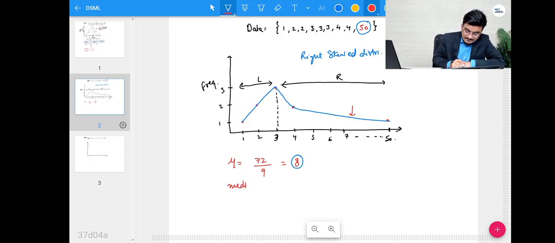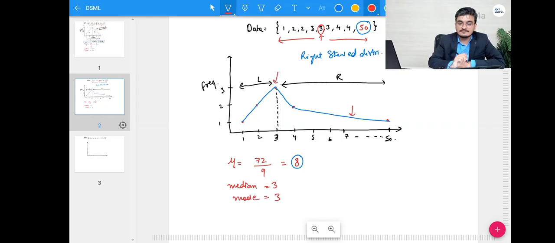Median, which is the middle value, is again 3, because 3 is in the center. There are 4 values on the right side of the 3. There are 4 values on the left side. So median will be 3, and mode will again be 3 because 3 is the most frequent element, right? So here I can see that my mean is affected because of this particular value. If I plot the mean of my data set in the distribution, it will come somewhere around here after 7.